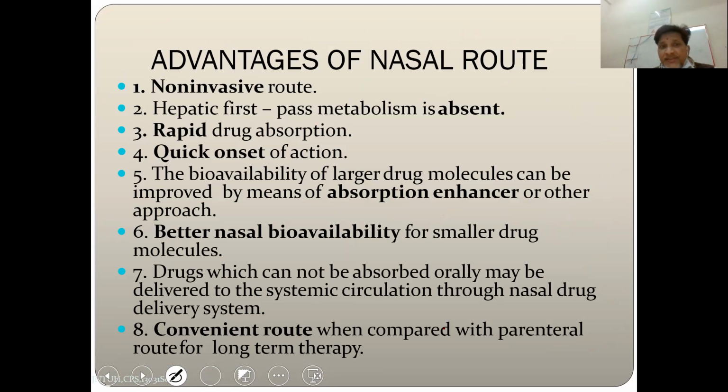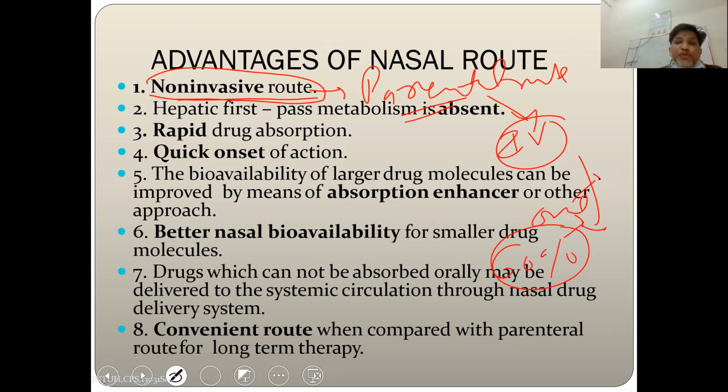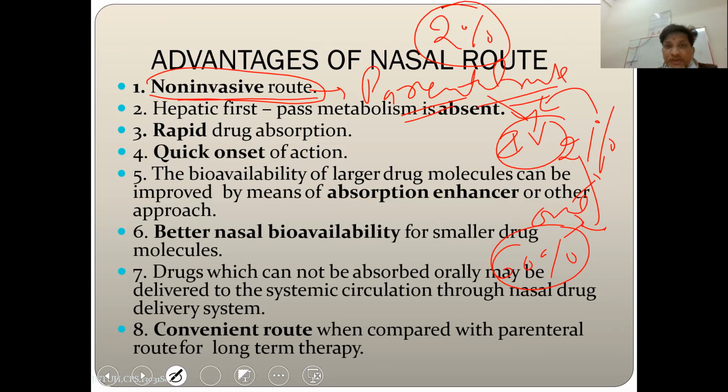So what are the advantages of using the nasal route as a drug delivery portal? First of all, unlike the parenteral route, like the intravenous route, it is not invasive in nature. About 60% of the drugs currently used are oral drugs. About 21% are through the intravenous or parenteral route. About 2% of the drugs are used by the nasal route. A variety of other routes are also available, like rectal administration, transdermal, or through the CSF also. So it's an underused drug delivery route.